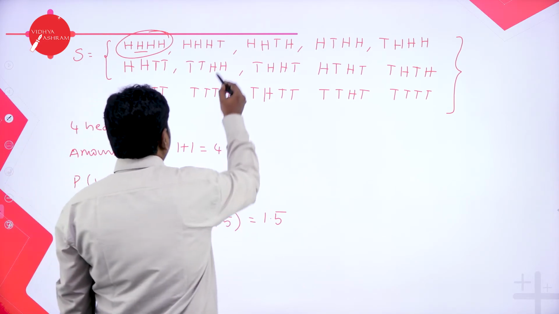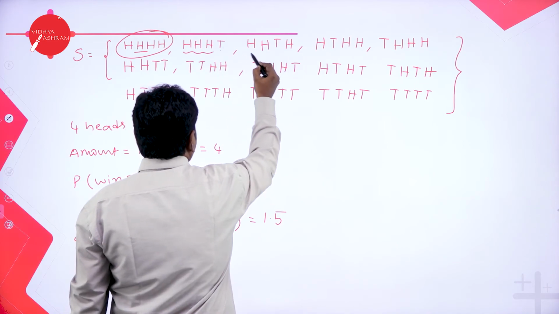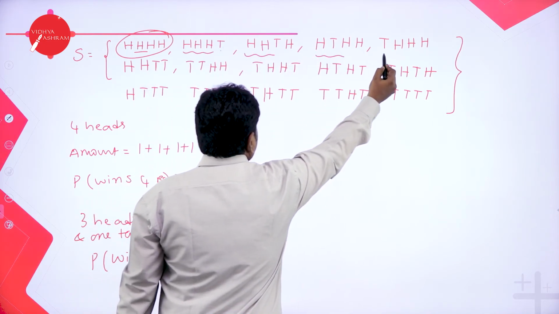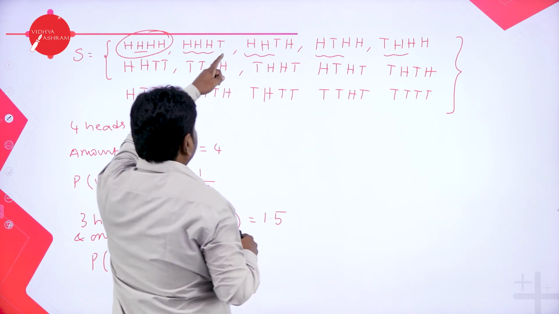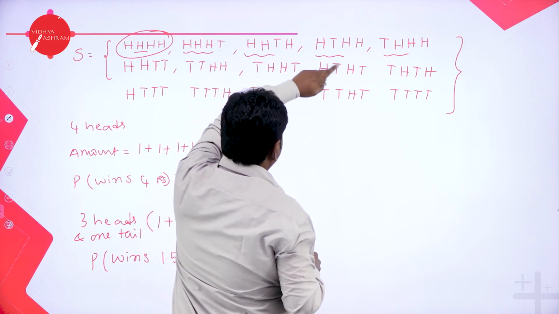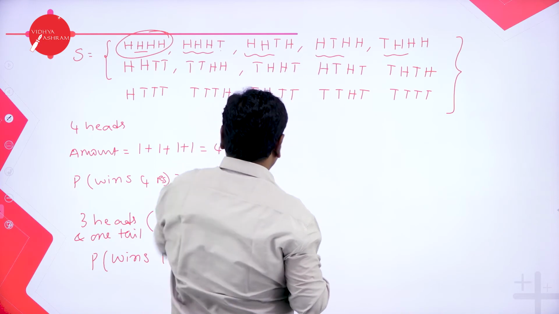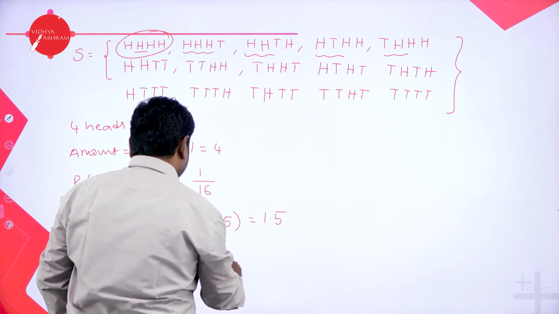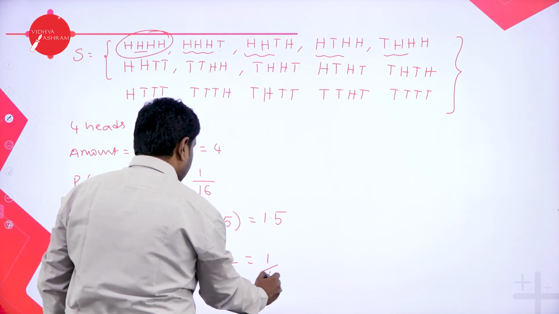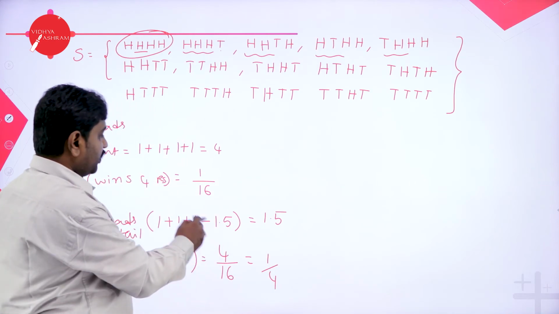3 heads and 1 tail: first 3 may be heads and last one may be tail. So 1, 2, 3, 4: last one may be tail, second one may be tail, third one may be tail. So 4 favorable out of 16, this is 1 by 4. That is the probability of winning 1.5 rupees.